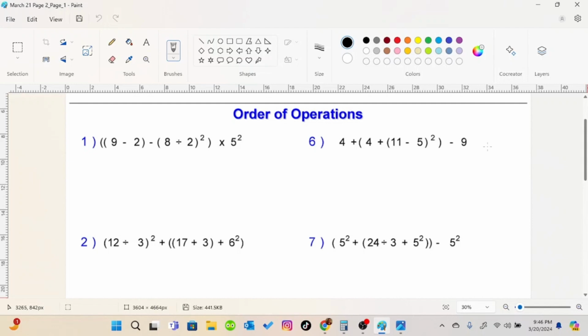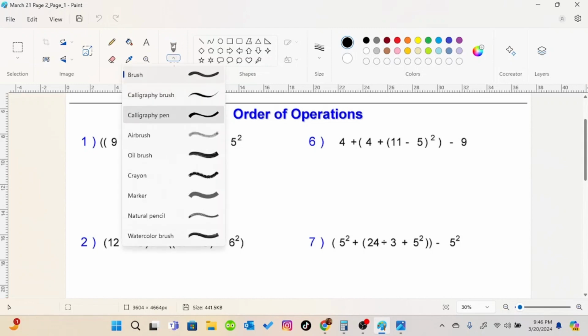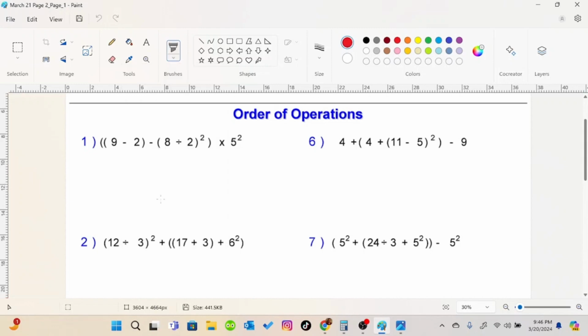So on number 1, the first step in the order of operations is parentheses and exponents left to right. So we have a parentheses here. Nine minus 2 is going to be 7. And 8 divided by 2 is going to be 4. So we've got 7 minus 4 squared times 5 squared.